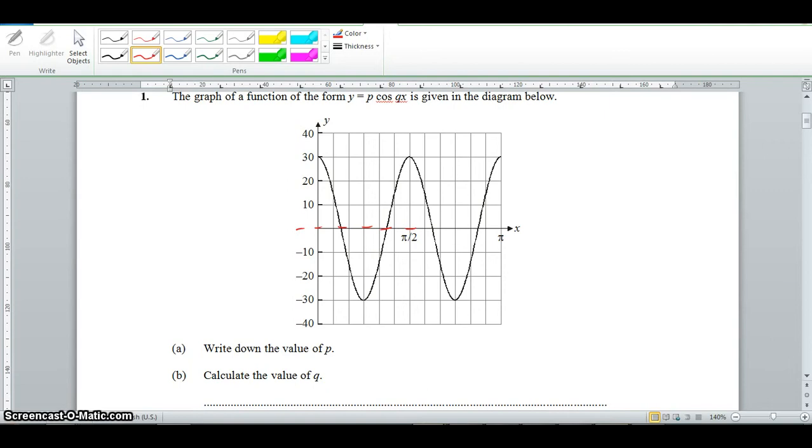Okay, let's go to question 1. We won't be discussing all of the questions, but let me just say here that you will want to add your baseline around which this function oscillates, and you can see the amplitude here is 3. So the value of p is equal to 3, because that is the amplitude here.